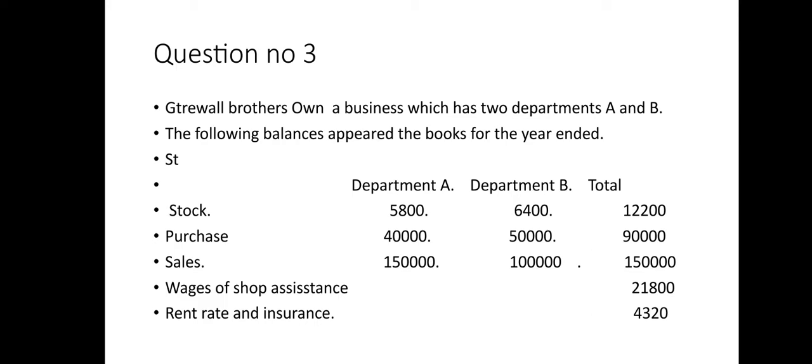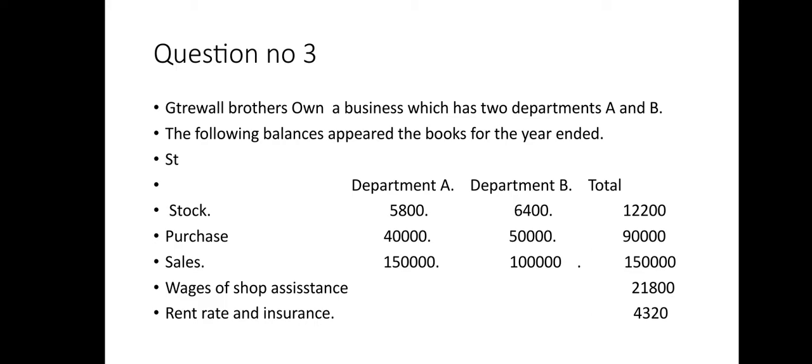It's available on the screen as well, and it's available in the book as well. So move towards the question. Grateful Brothers own a business which has two departments, A and B. Grateful Brothers is the name of the business, and it has two departments, Department A and Department B. The following balances appear in the books for the year ended. These are the amounts which appear in the books of account at the year end. So what are the financial details of Department A at the year end?